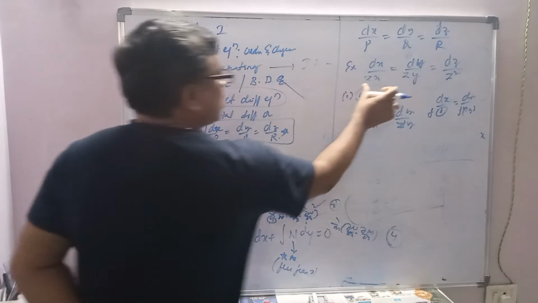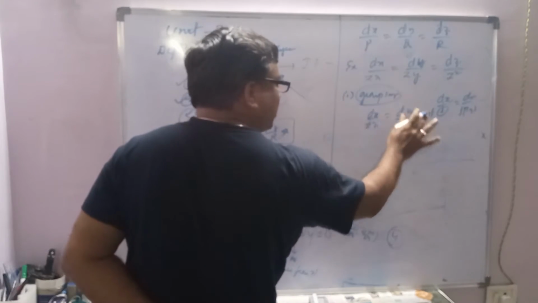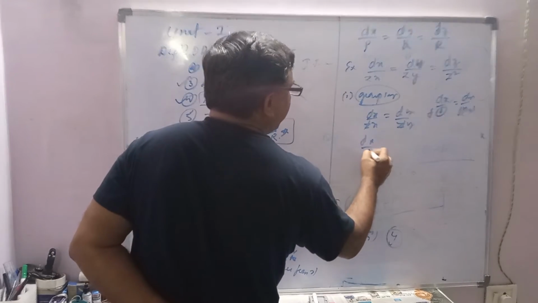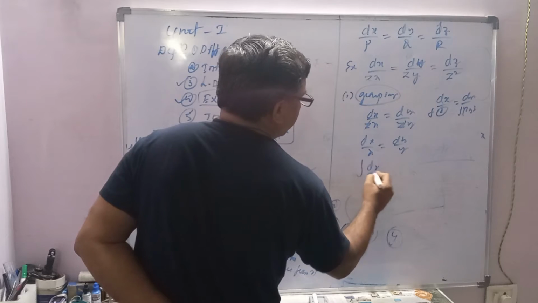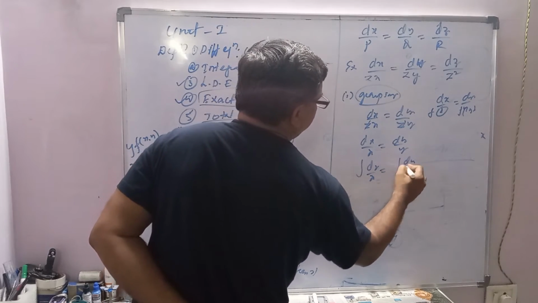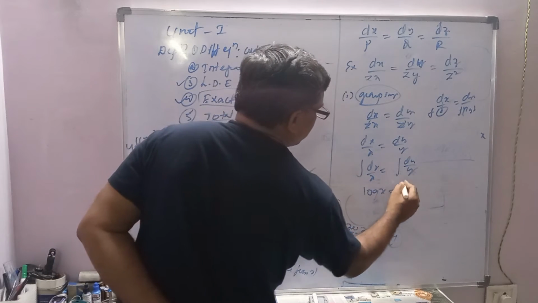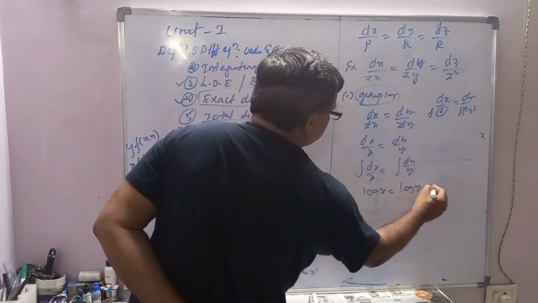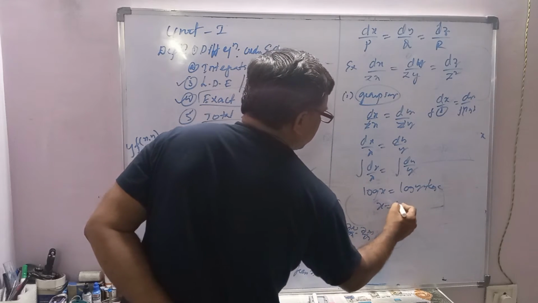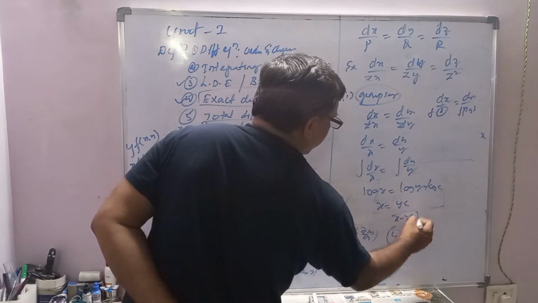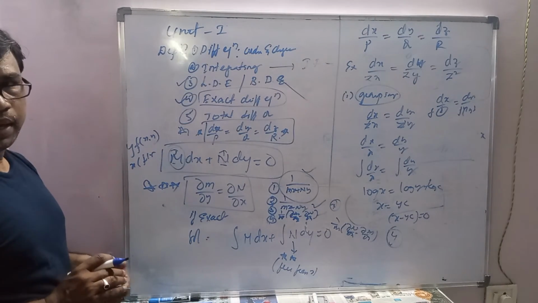Then group these such that z can cancel. Only these two contain x terms and y terms. Then integrate it. dx by x is equal to dy by y. Integrating on both sides, integration of dx by x is log x is equal to log y plus c, or you can take log c. x is equal to yc. x minus yc is equal to 0. This is one solution. Right?